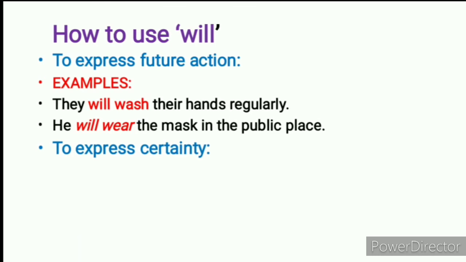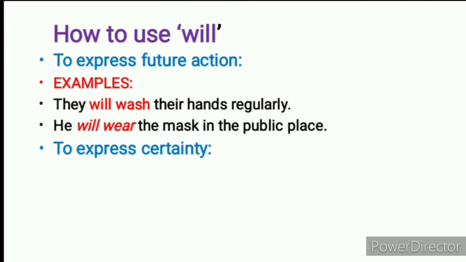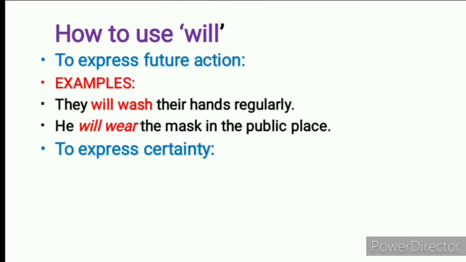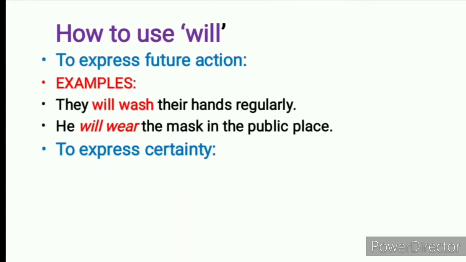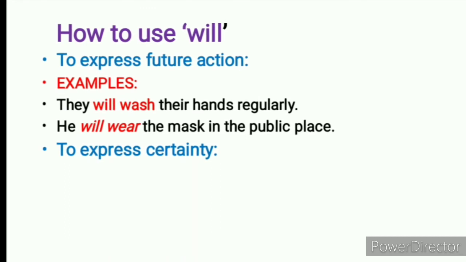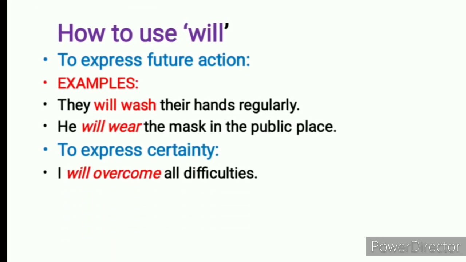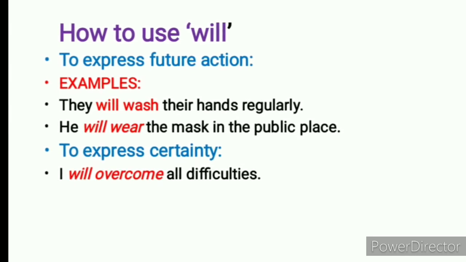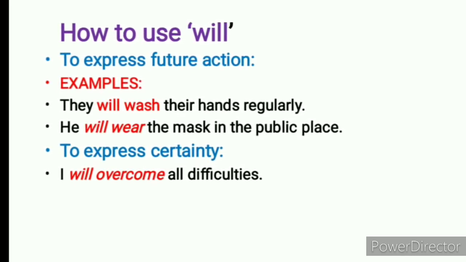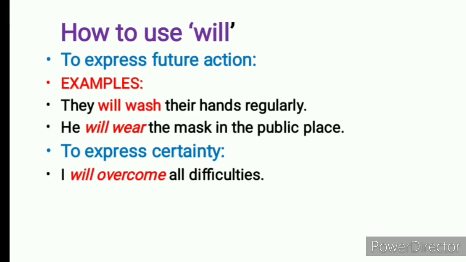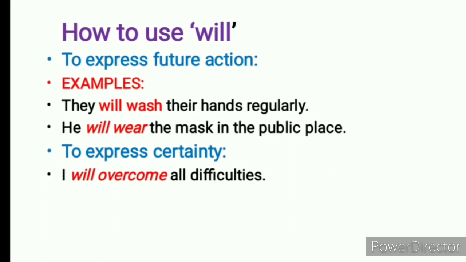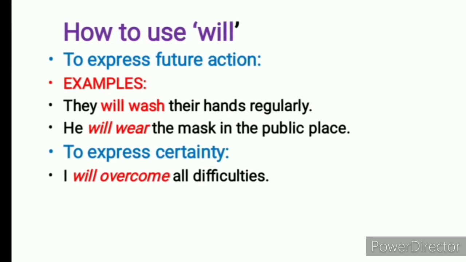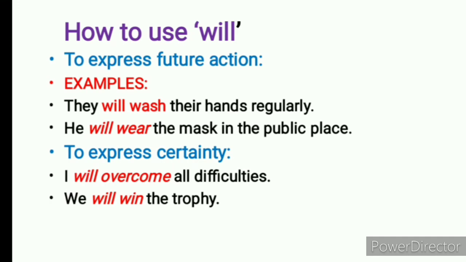Now, will is used to express certainty, especially when the subject is I and we. I आणि we नंतर जर आपण will वापरत असोल तर ती गोष्ट आपण खात्रीने ठामपणे सांगणार असतो. For example, I will overcome all difficulties. सर्व प्रकारच्या अडचणींवर मी मात करणारच. हा जो च असतो ना, खात्रीने सांगणं, emphatically we make the statement. At that time we make the use of will. We will win the trophy.